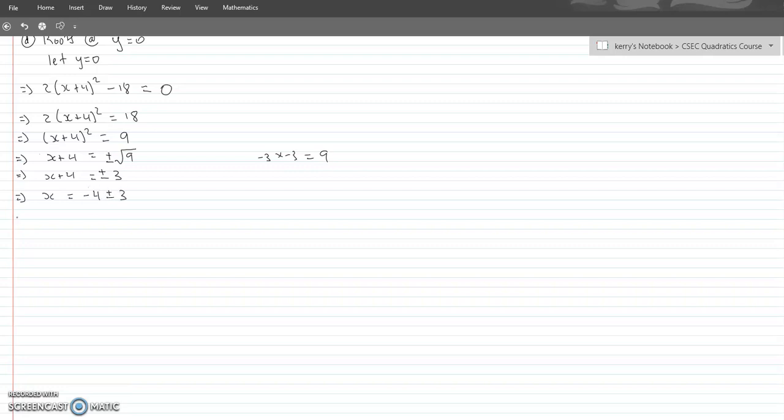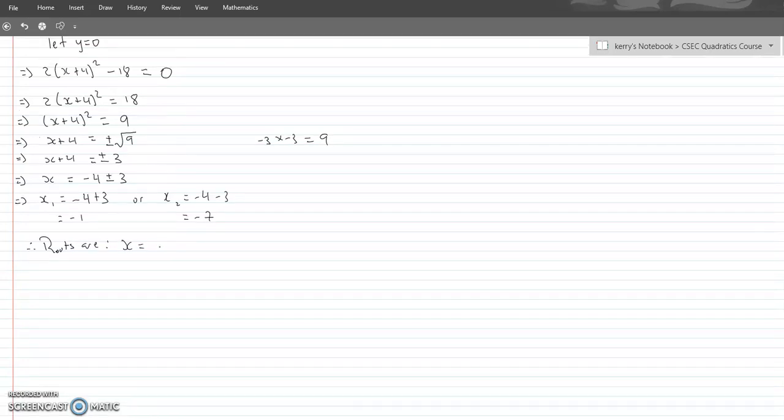Now what does this mean? Remember, typically when we had a graph, we had two roots. So you had one root here and one root here. This is what this means, right? So what this tells us is that we have two roots. x1, we call this the first root, is minus 4 plus 3, which is negative 1. Or x2 is negative 4 minus 3, which is negative 7. So therefore, the roots are x is equal to negative 1 and x is equal to negative 7. So these are your two roots now.